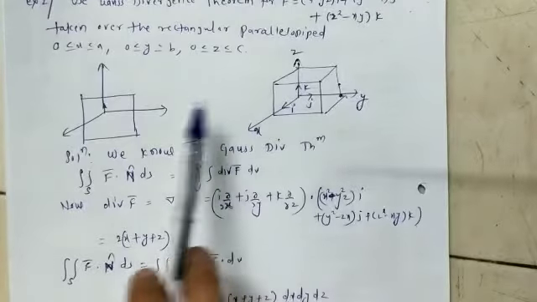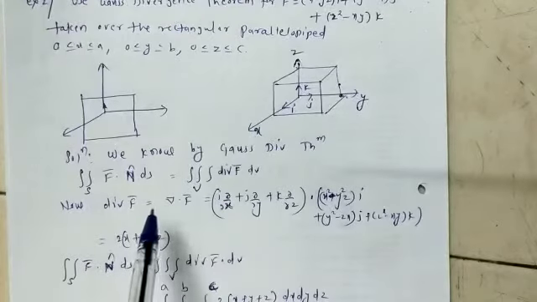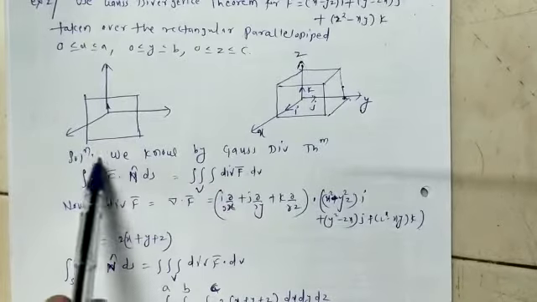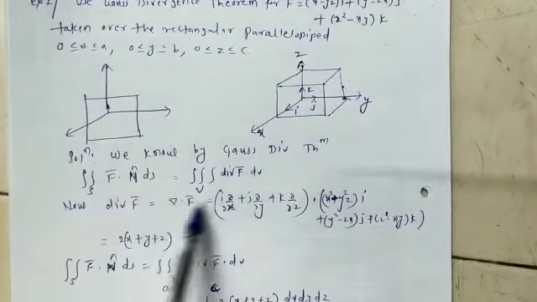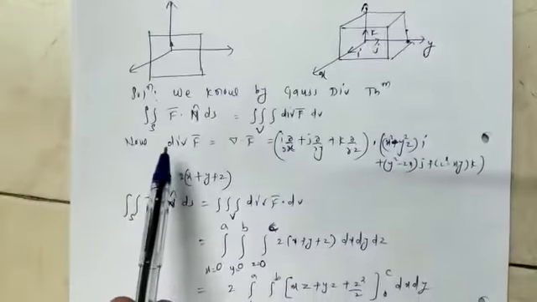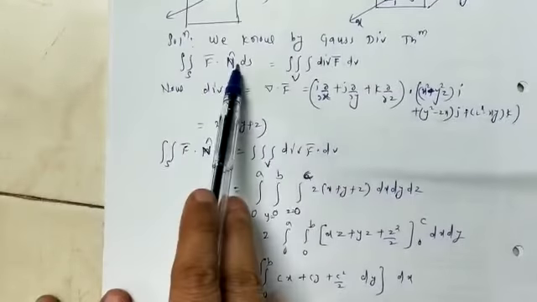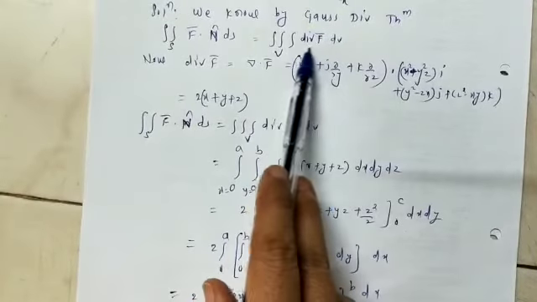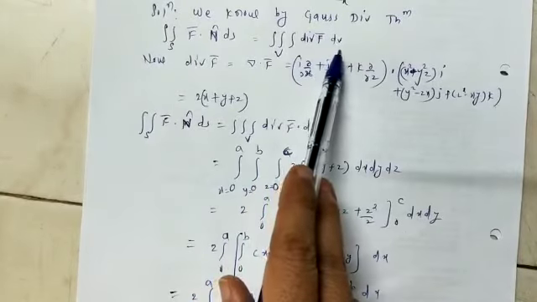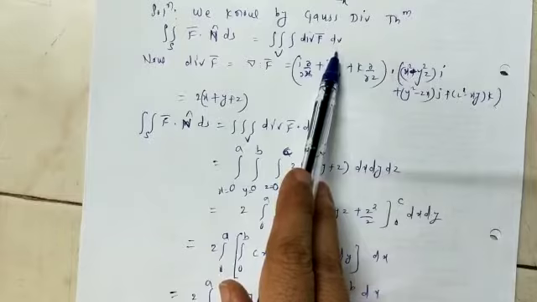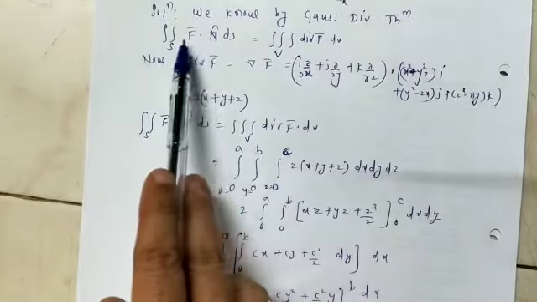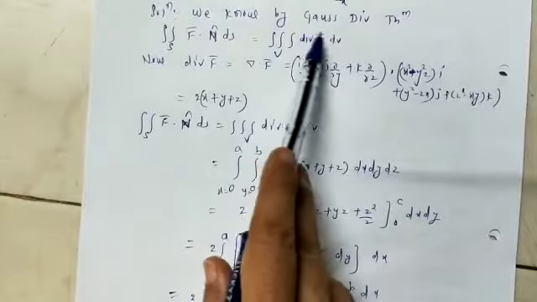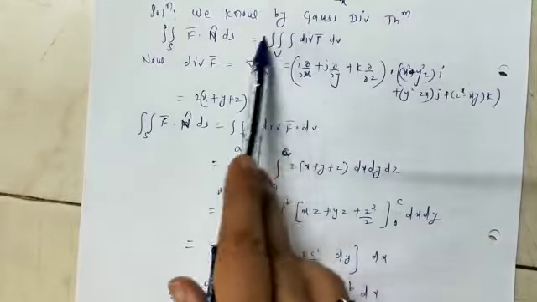Now to solve this integral, we are going to write the Gauss divergence theorem first. It is double integral F bar dot n cap dS is equal to triple integral divergence of F bar dV. This is the volume integral. As I told you, Gauss divergence theorem is a relation between surface integral and volume integral, right? Now we are going to simplify this like the last problem.